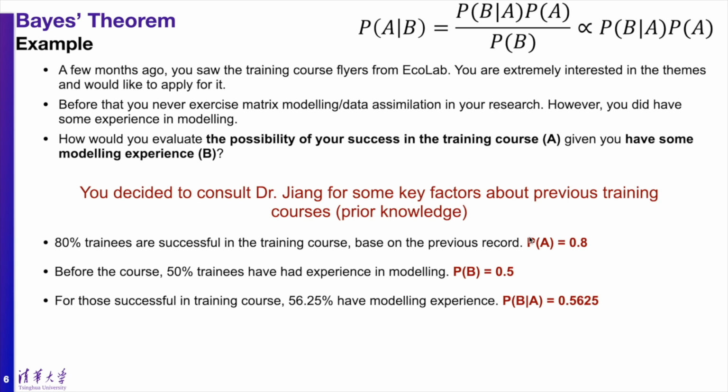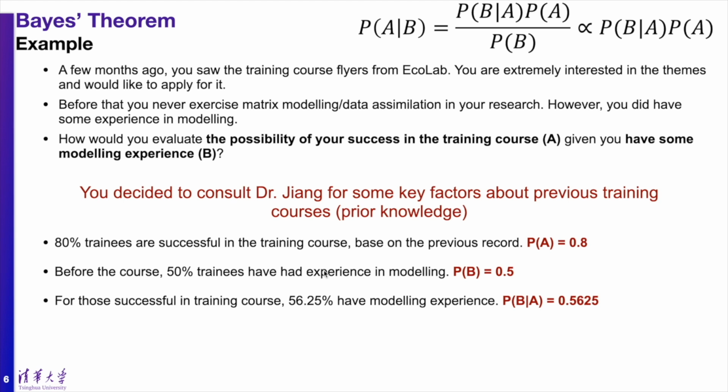At the same time, Dr. Jiang may tell you that for the background of those trainees, only half of them had experience in modeling before the training course. If we conceptualize the possibility of one trainee having modeling experience before the training course as event B, we now know that the probability of B equals 0.5.